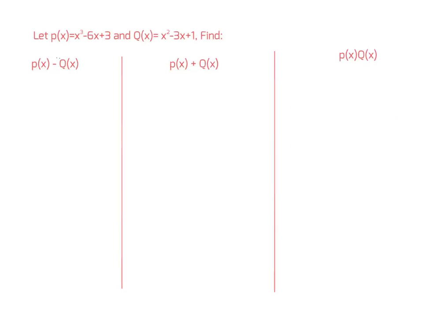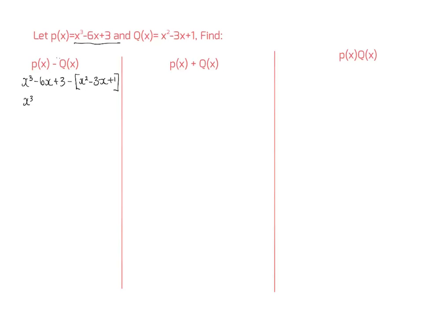Okay, so if they're saying here, let p of x equal x cubed minus 6x plus 3, and q of x equals that. When they ask you to find p of x minus q of x, all you have to do is write what the actual functions are, and you're taking it away. So that first one I've just written is p of x, and we want to minus the q function, which is x squared minus 3x plus 1. Now, I've put it in square brackets because you need to be careful, because when you minus a minus, it becomes a plus.